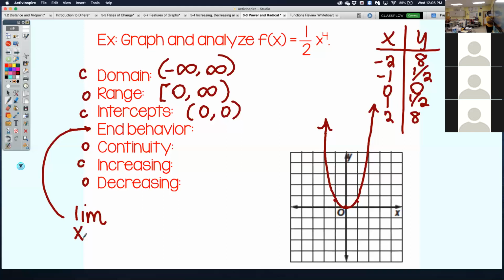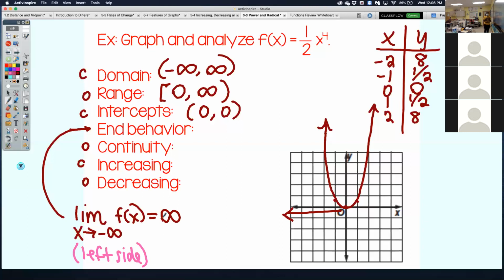It's the limit as x approaches negative infinity of your function. That is talking about the left side of your graph. So as x gets closer to negative infinity, what's happening to your y's? To infinity. So on the left side of your graph, as x is approaching negative infinity, your y's are approaching positive infinity.